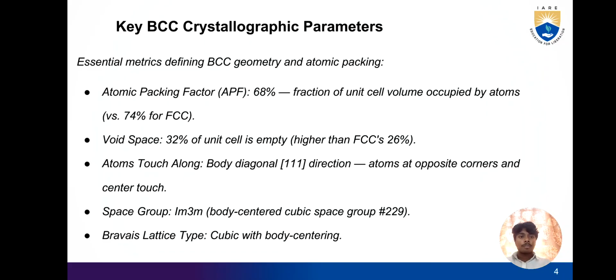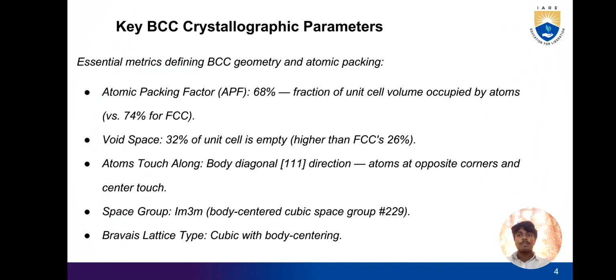Atoms touch along the body diagonal direction. Atoms at opposite corners and the center touch. Space group: Im-3m, the body-centered cubic space group. Bravais lattice type: it is cubic with body centering. Atoms touch along the body diagonal of the cube, not along the edges.